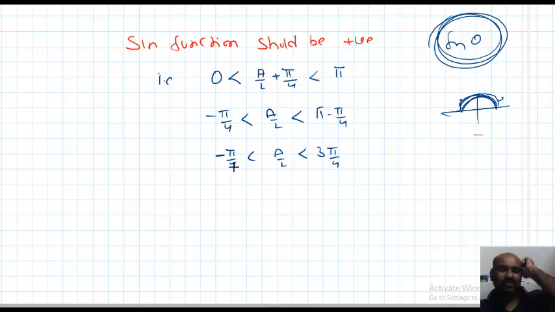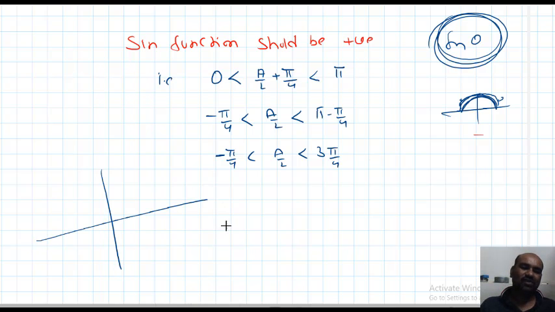If your a by 2 value lies between minus pi by 4 and 3 pi by 4, then your C plus S is positive. Let me show you on the quadrant, this coordinate plane. So minus pi by 4 to 3 pi by 4. See here, these values, for these values.